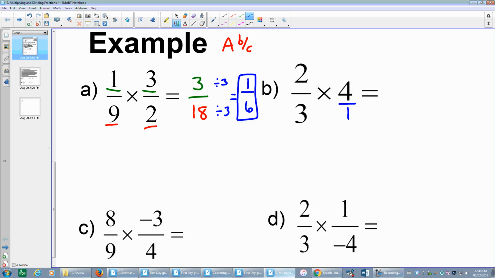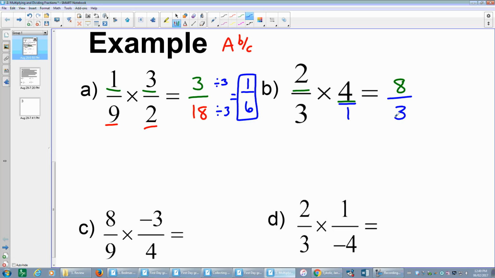So what am I going to do? I'm going to multiply my numerators together. 2 times 4 gives me 8 over 3 times 1 gives me 3. Now, this is an improper fraction. You will write all of your answers as an improper fraction. We are not going to be writing it as a mixed fraction.